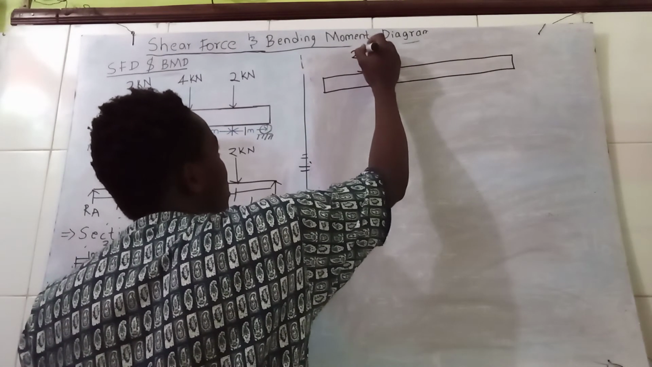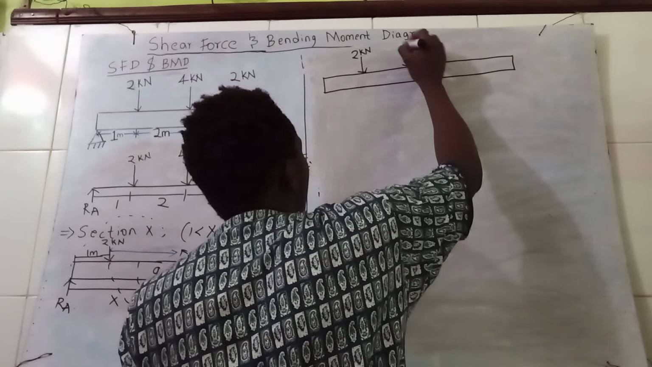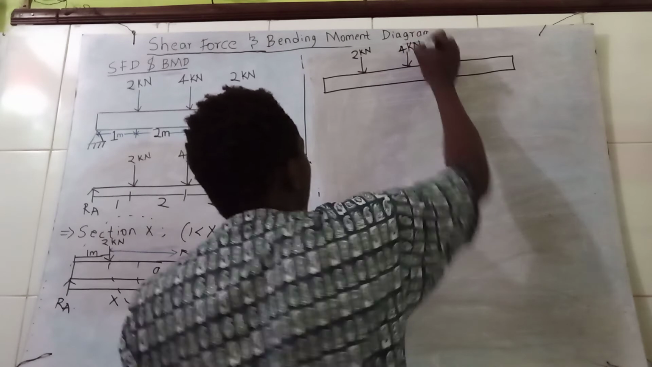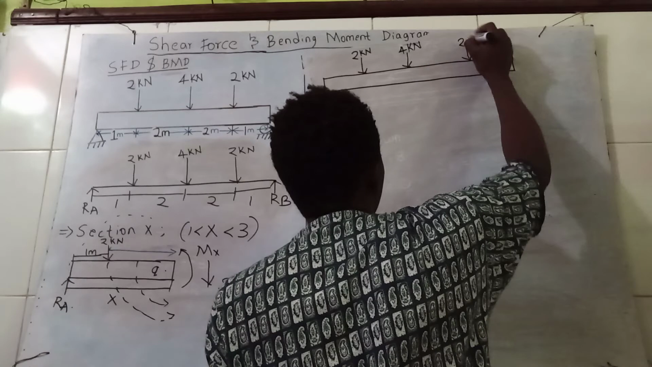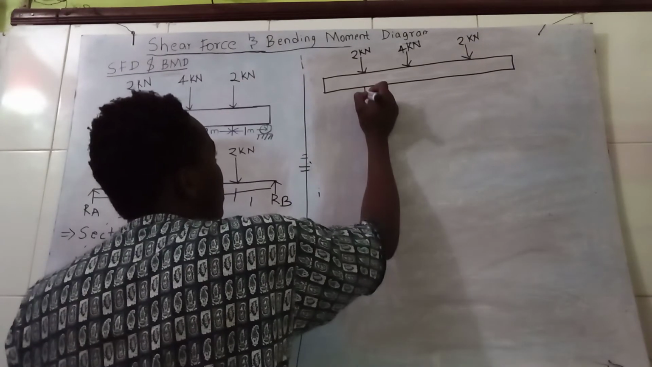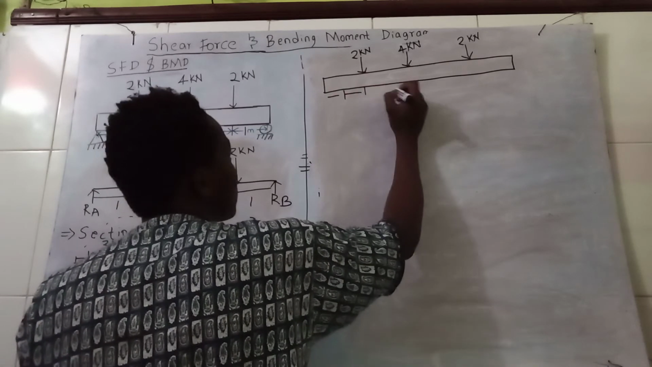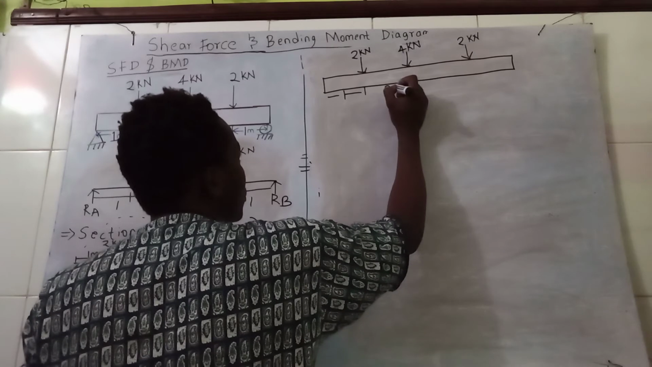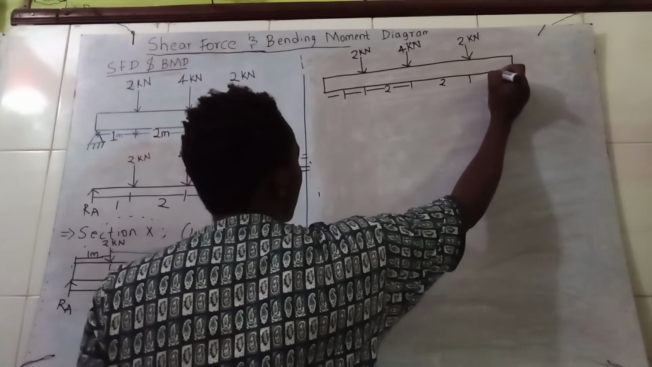2 kilonewtons, 4 kilonewtons, and another 2 kilonewtons, then the distance 1, 2, another 2, and a 1.